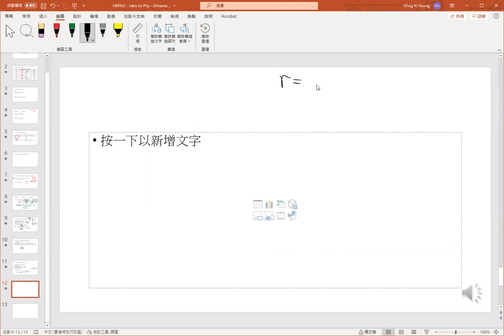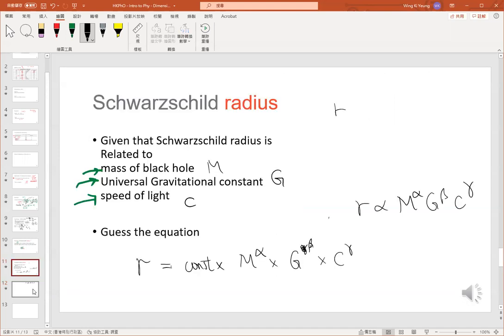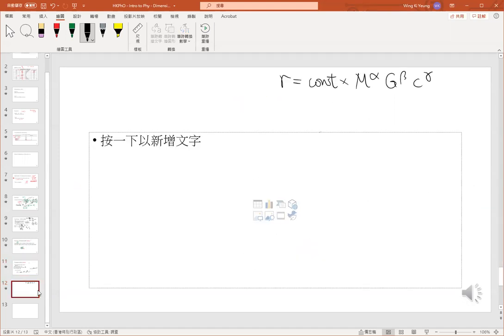So starting from r, equal to some constant. Let me delete this. A constant has no dimension, just remember it. The first one is the mass, and then G. Let's have a look at the dimension on the left hand side. It's radius, so it should have the dimension of length, L. M is the mass, of course, so it has the dimension of mass. C is the speed of light, so it has the dimension of length over time. G is a constant, but it also has a unit.